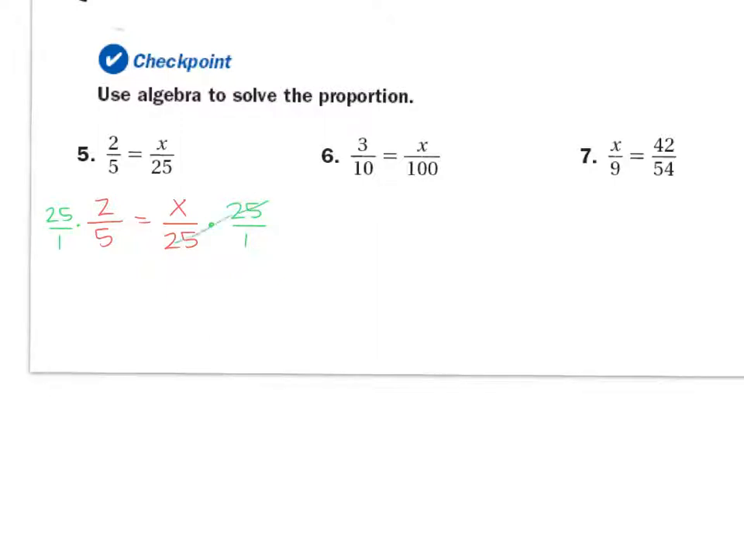The 25s over here cancel and leave me with x. Over here, you could cross simplify or you could multiply across. You'd get 50 over 5. 50 divided by 5 is 10. So x equals 10 is your final answer there.